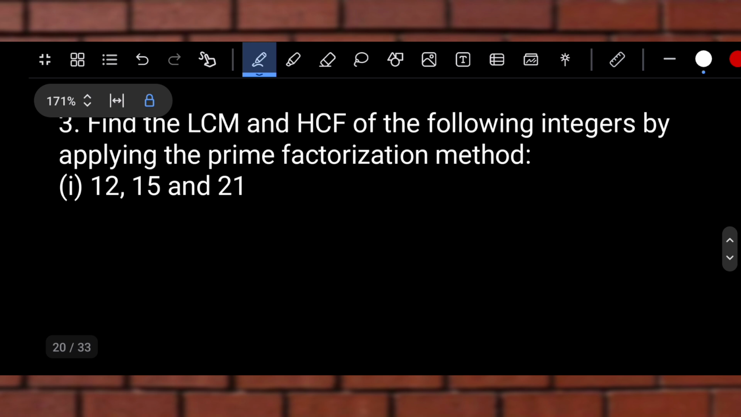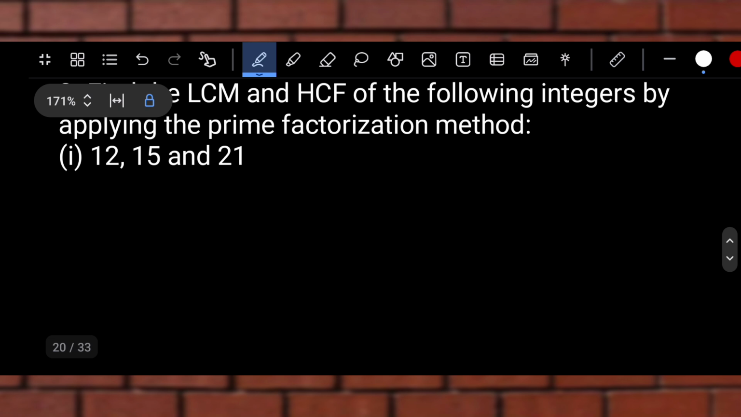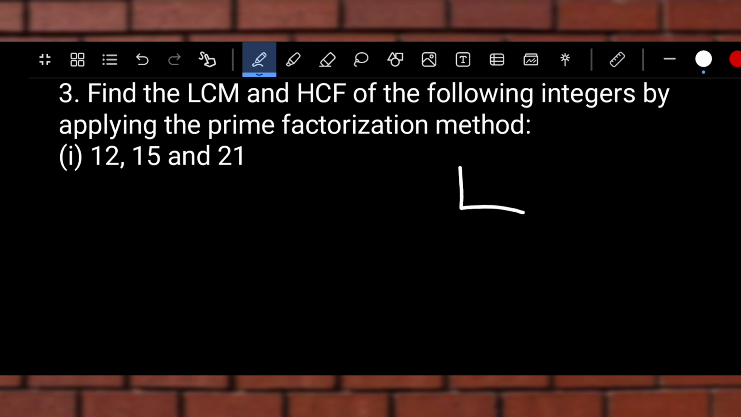Third question. Find the LCM and HCF of the following integers by applying the prime factorization method. We have learned this. We'll do it quickly. First number, we have it as 12. Actually, these numbers are easy. I'll just write it here. 12 is equal to 2 to the power 2 into 3. Okay, 4 into 3.